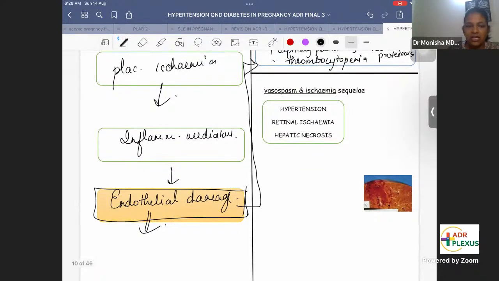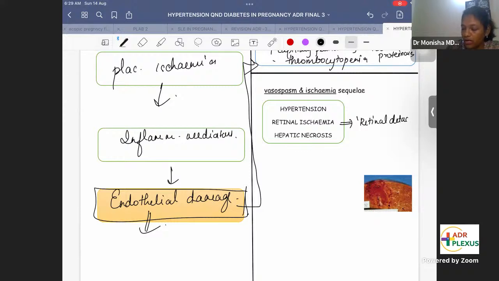Next, the three things we will see here are vasospasm and ischemia. The blood vessels do not become tortuous; now they are constricted, vasoconstricted. So there is vasospasm and ischemia. It can lead to the obvious thing, hypertension. That's what we are seeing. What else can it lead to? Retinal ischemia that can even lead to retinal detachment.